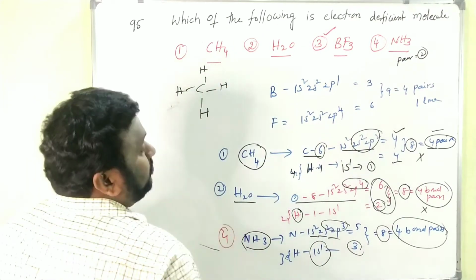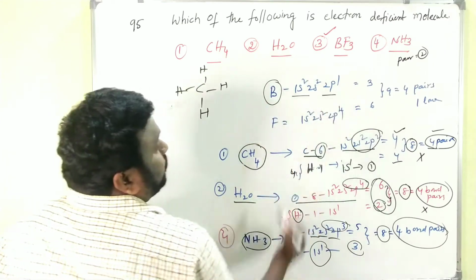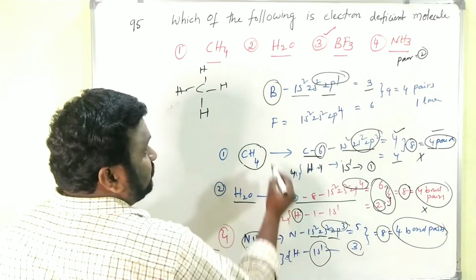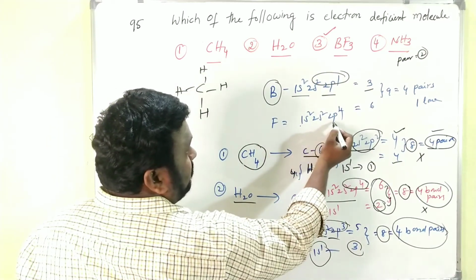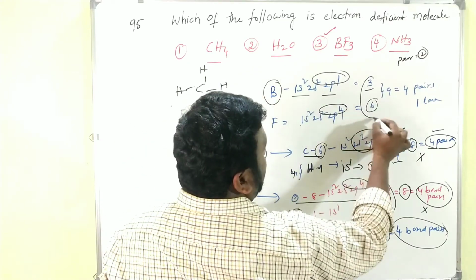And now we can go for BF3. Boron: 1s2, 2s2, 2p1. How many valence electrons are there? 3. Next, fluorine: 1s2, 2s2, 2p4. How many are there? 6. 6 plus 3, 9.